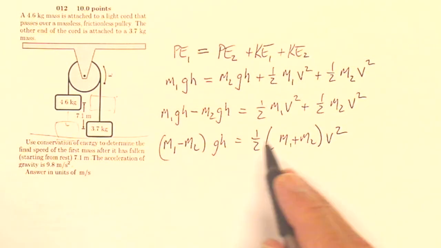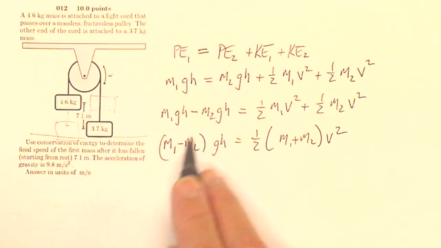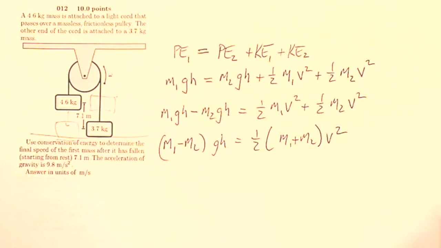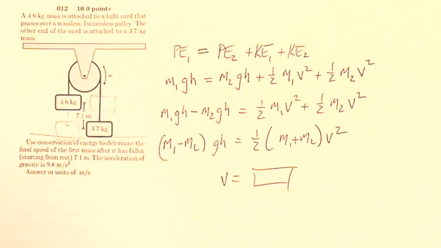So this is the difference in the masses, this is the addition of the masses. So one's gaining potential energy, one is losing, so that's why I have the difference of the masses, but both masses wind up speeding up. So now it's a matter of plugging in your numbers and solving for your velocity. Love this problem.